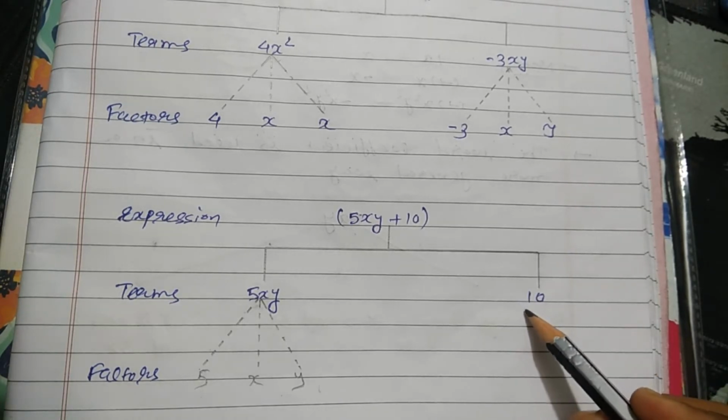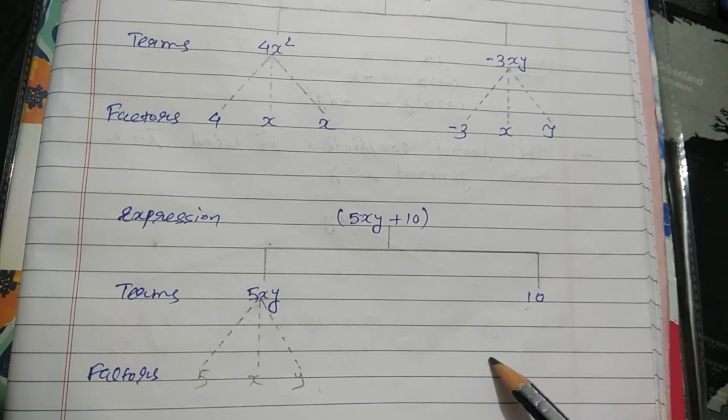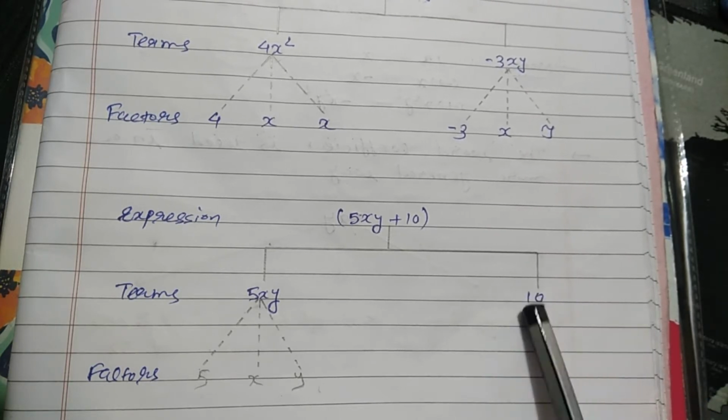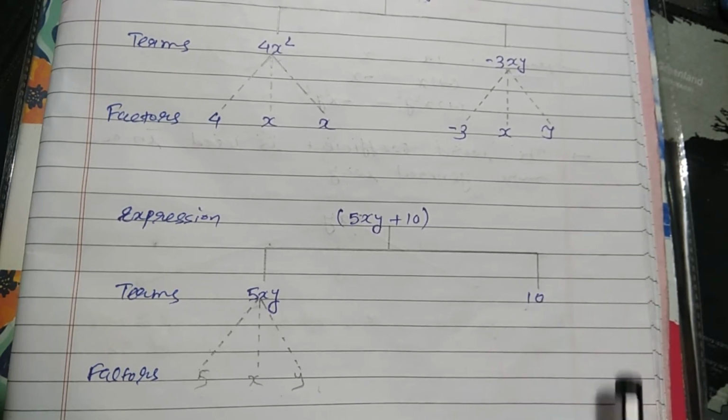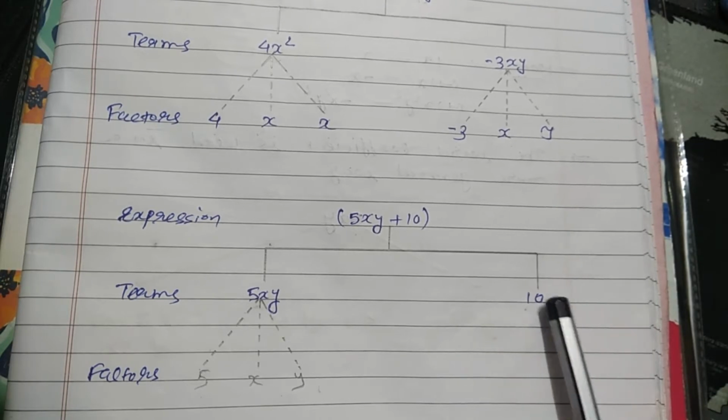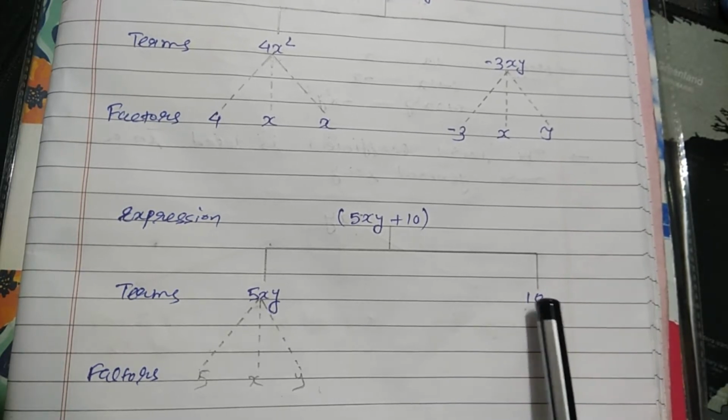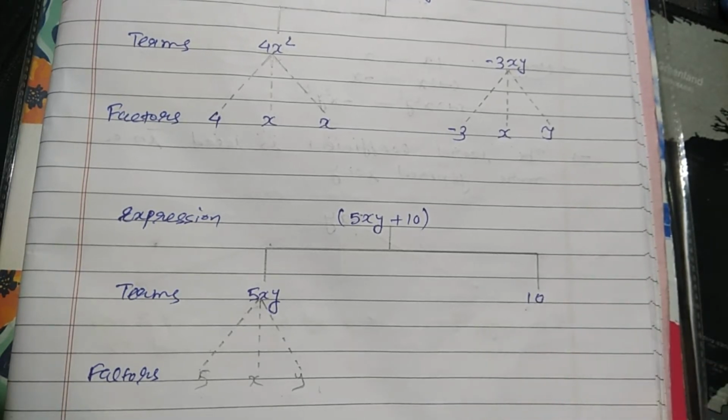You do not have to write it that way, with a dotted line and then 5 and 2, because in this algebraic expression for the numbers we have to write only the same number. We do not have to factorize it further. So here for 10 we will write only 10. We do not have to make the factors of it.